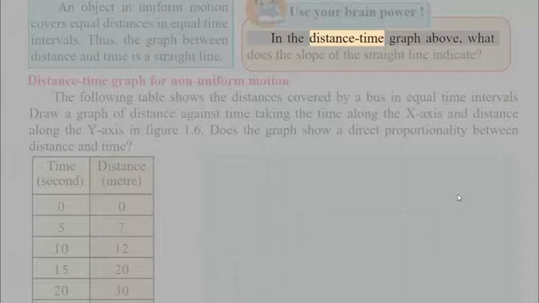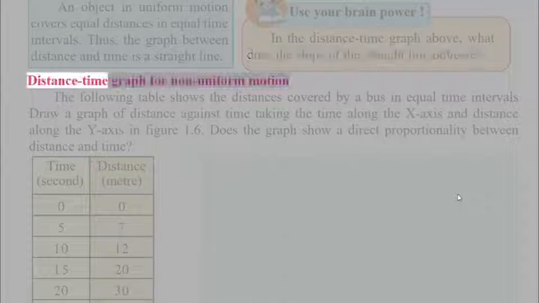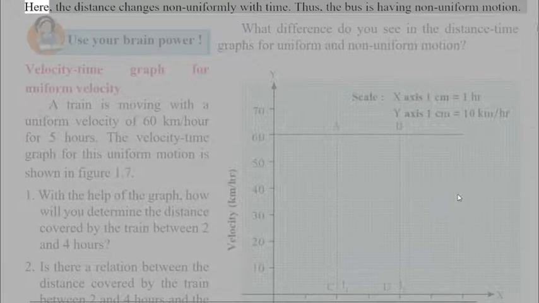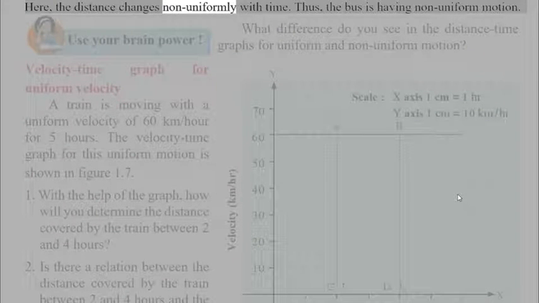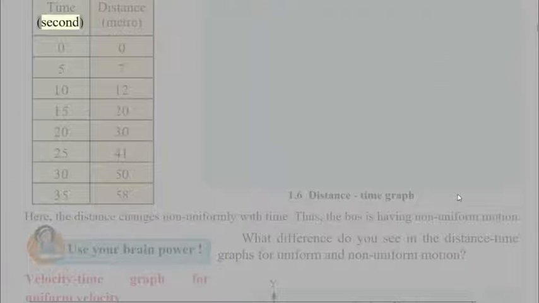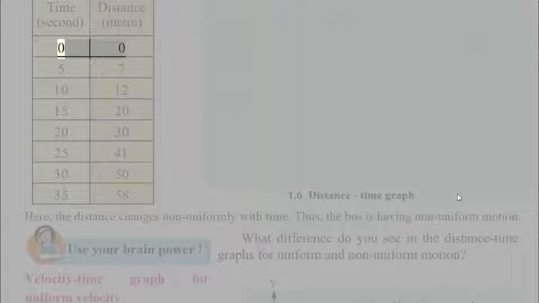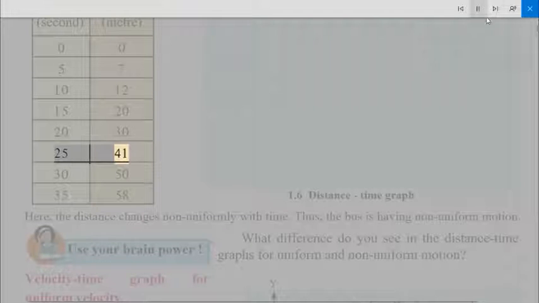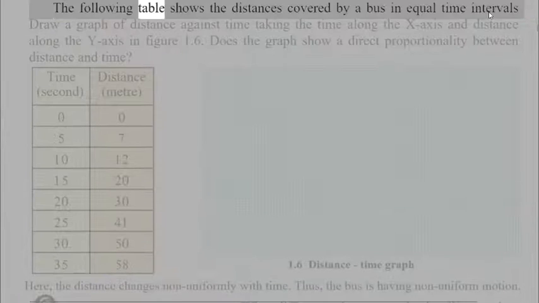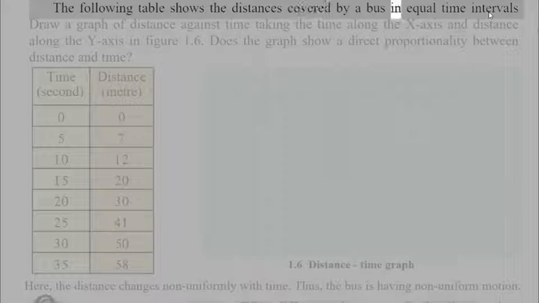In the distance-time graph above, what does the slope of the straight line indicate? Distance-time graph for non-uniform motion. Use your brain power. Here, the distance changes non-uniformly with time. Thus, the bus is having non-uniform motion. Time in seconds, distance in meters: 0, 0; 5, 7; 10, 12; 15, 20; 20, 30; 25, 41; 30, 50; 35, 50. The following table shows the distances covered by a bus in equal time intervals.